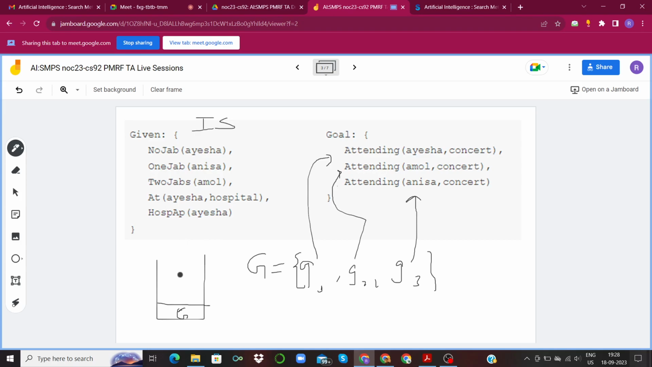Once we have found a plan for that sub goal, we'll pop everything out, and then we'll try to solve it for the next sub goal. Okay, and we'll proceed in that particular manner. So if you see, it's also taking the good aspects of backward state space planning and also taking the good aspects of the forward state space planning method.